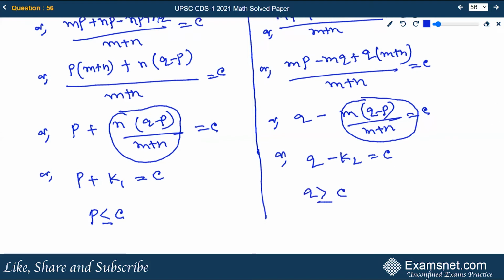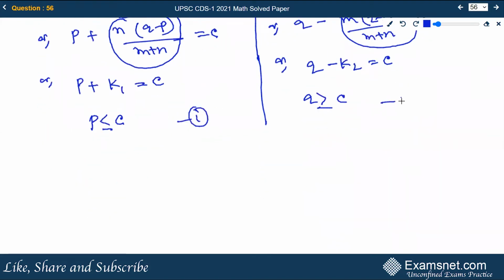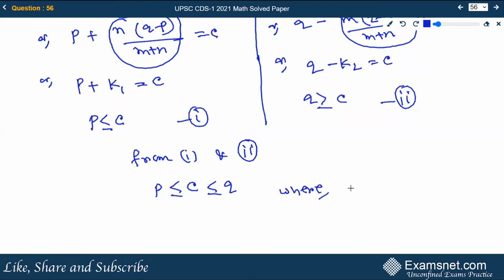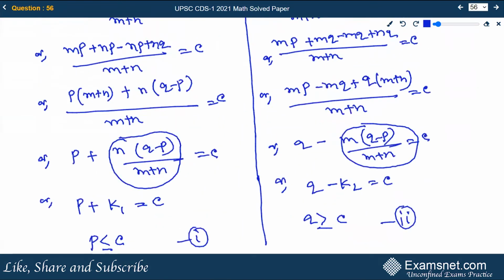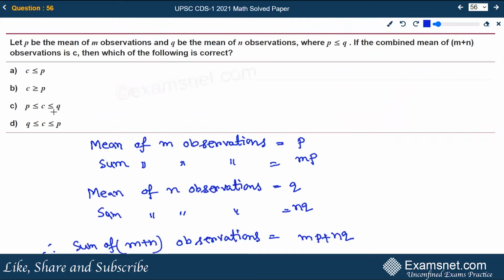Let's name the first result equation number 1 and the second equation number 2. From 1 and 2, I can write P less than or equal to C less than or equal to Q, where Q is greater than or equal to P, so I can also say Q minus P is greater than or equal to 0. Therefore K1 and K2 are both non-negative. So from here I can see P is less than or equal to C, less than or equal to Q. Option C is the correct answer.